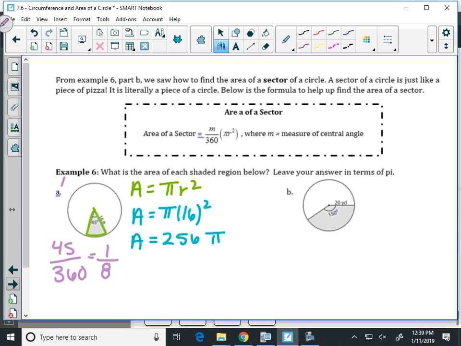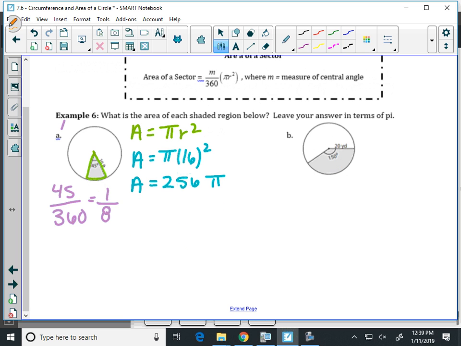So what do we have to do with our fraction and our area? Multiply them. So area equals 1/8 times 256 pi. When we multiply that in our calculator, what's 1/8 times 256? What is it? 32? Everyone agree with 32? 32 pi feet squared.